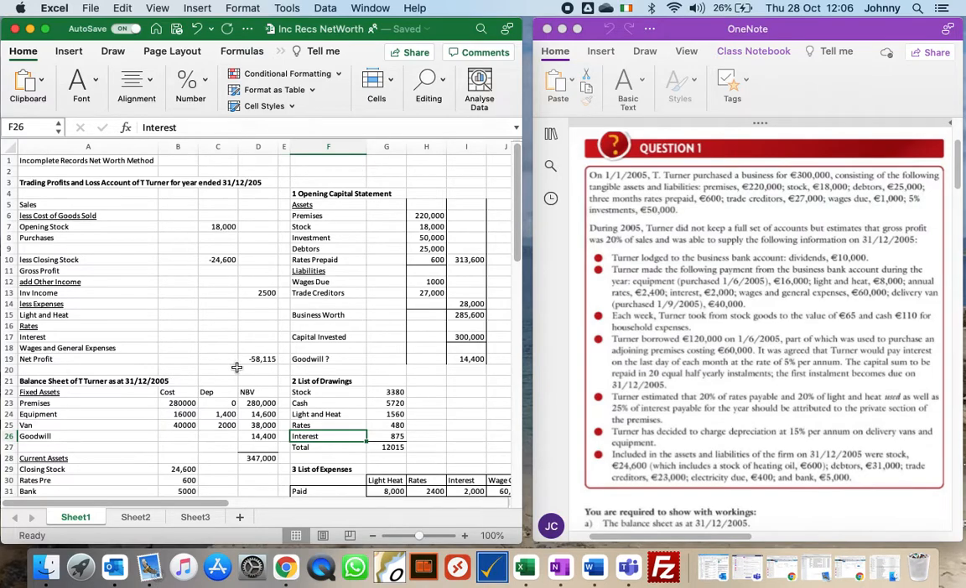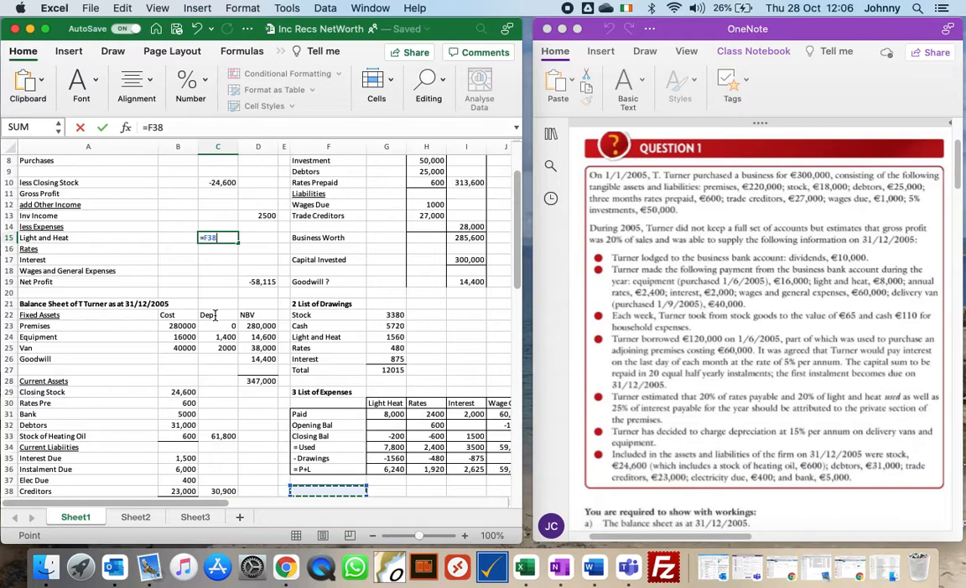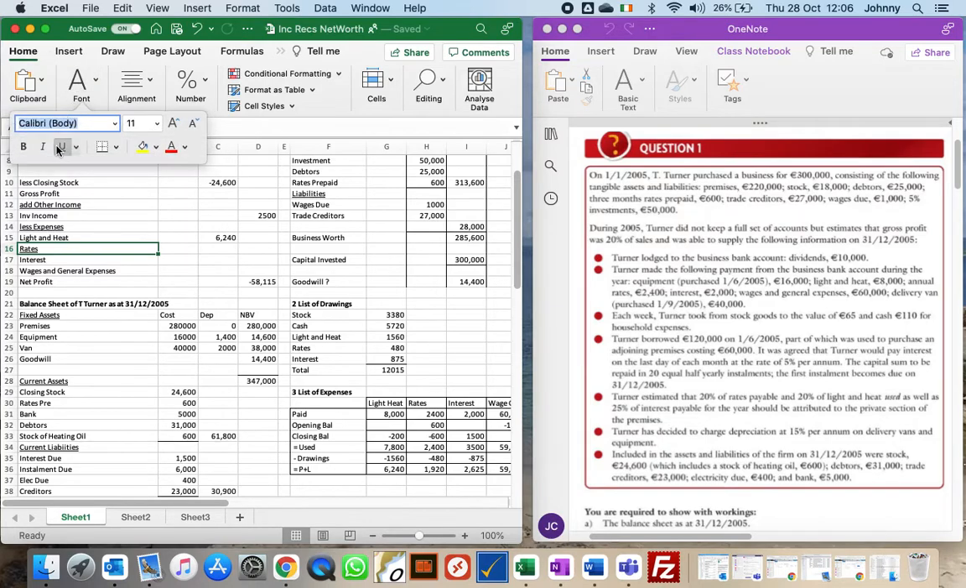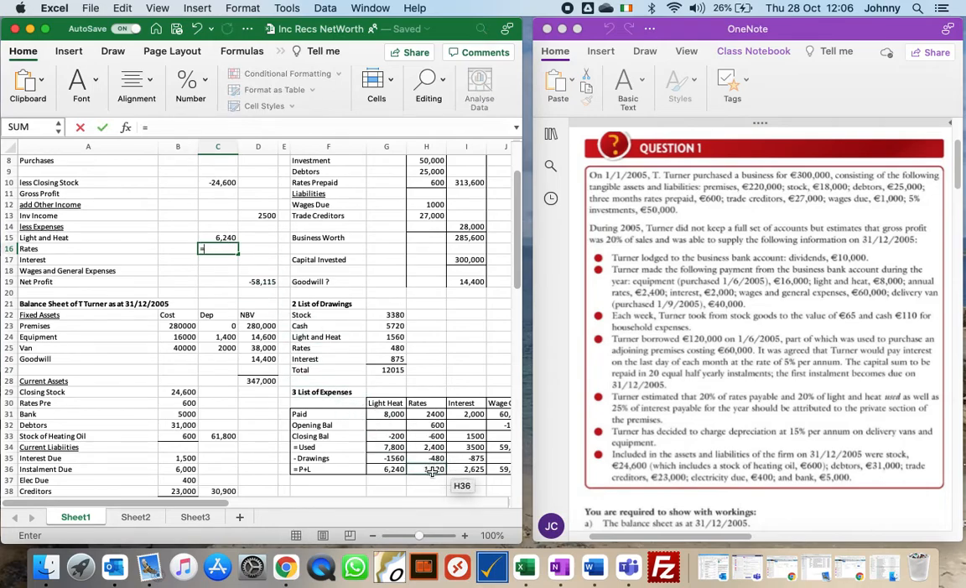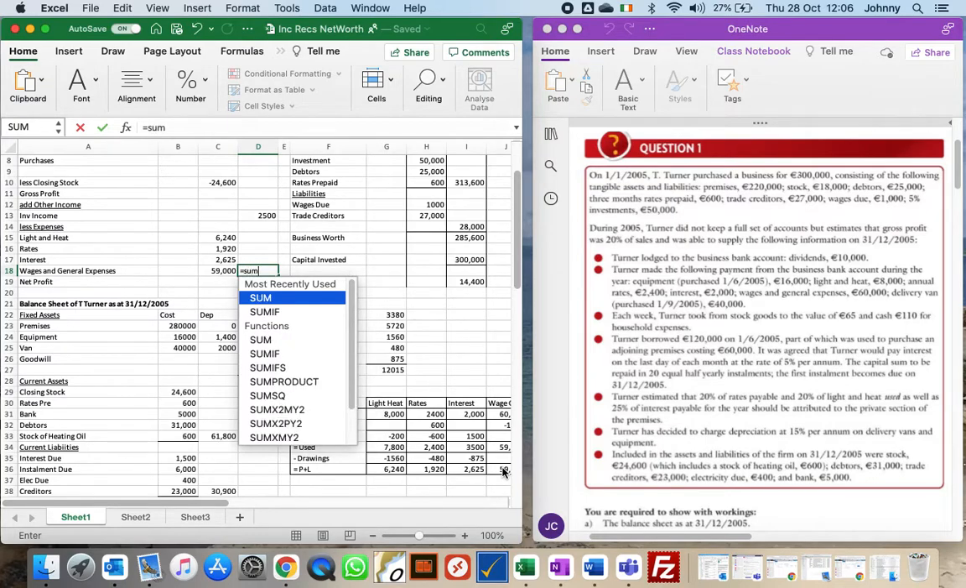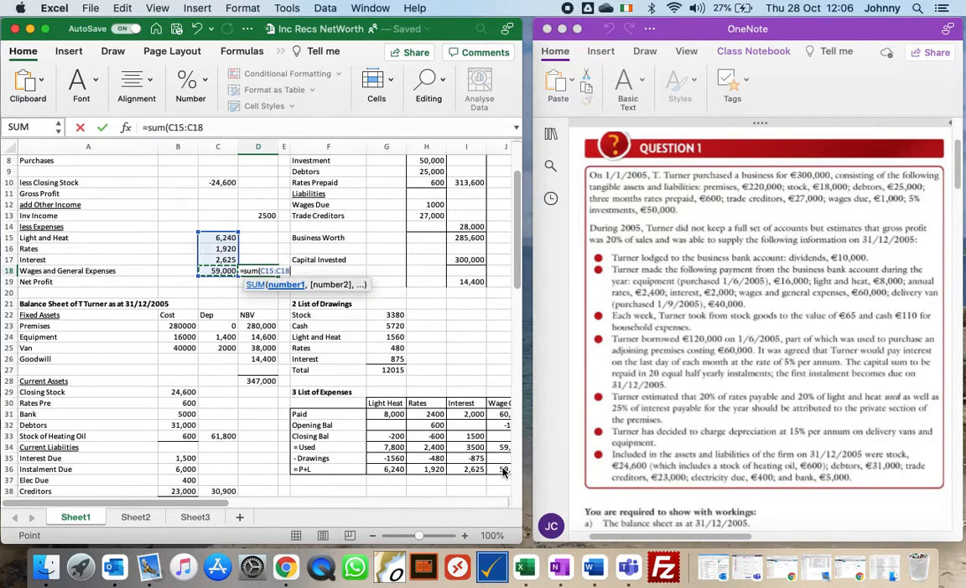Okay. So now I work through this. I'll take the numbers that I've got from my expenses that I've already worked out. So light and heat is 6240. Right, so I'll just take that, underline that after that one. So rates then is 1920. Interest is 2625, and wages and general expenses is 59. So I'm going to add those four numbers together. And generally, as I've said in these questions, there generally would be 4 expenses.